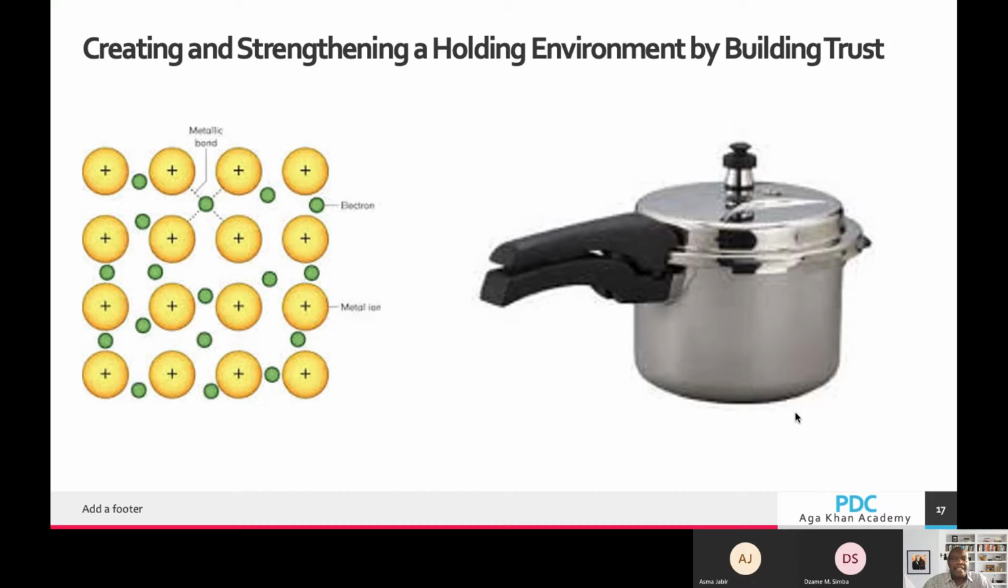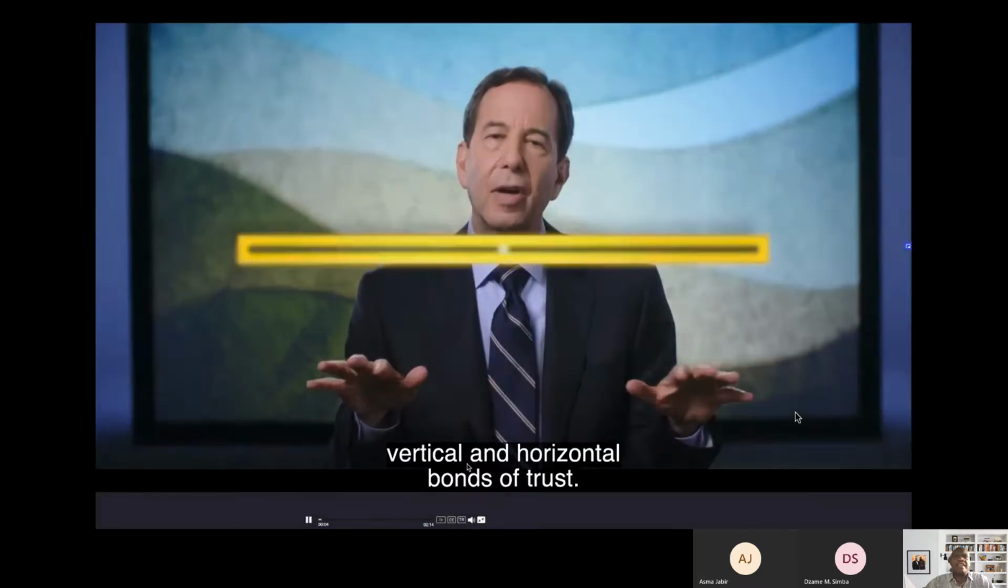So an additional element is trust. Trust is essential for a strong holding environment. So let's look at trust a bit and see what trust means when you are trying something new in an adaptive environment, and it requires more than technical skills for it to be solved. So let us listen to what he says.